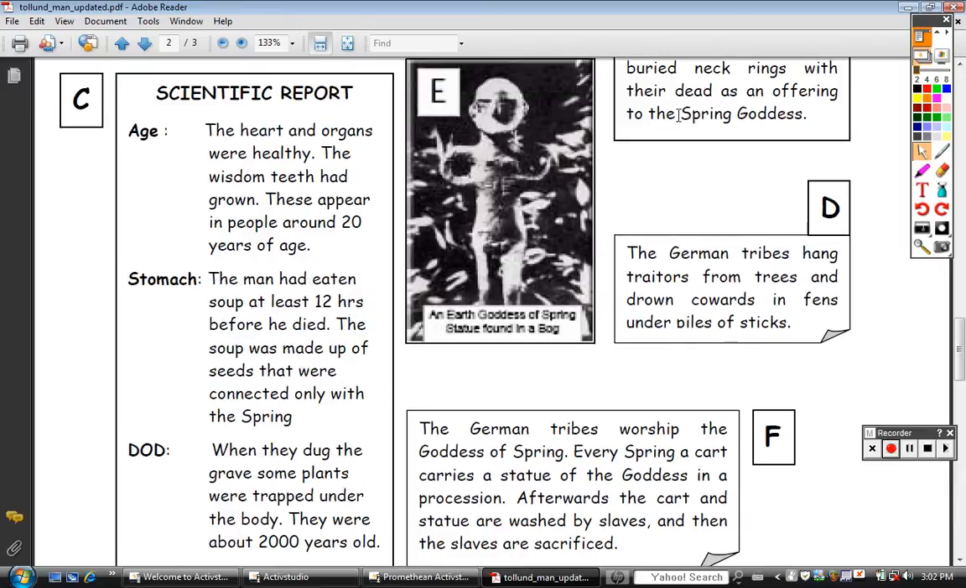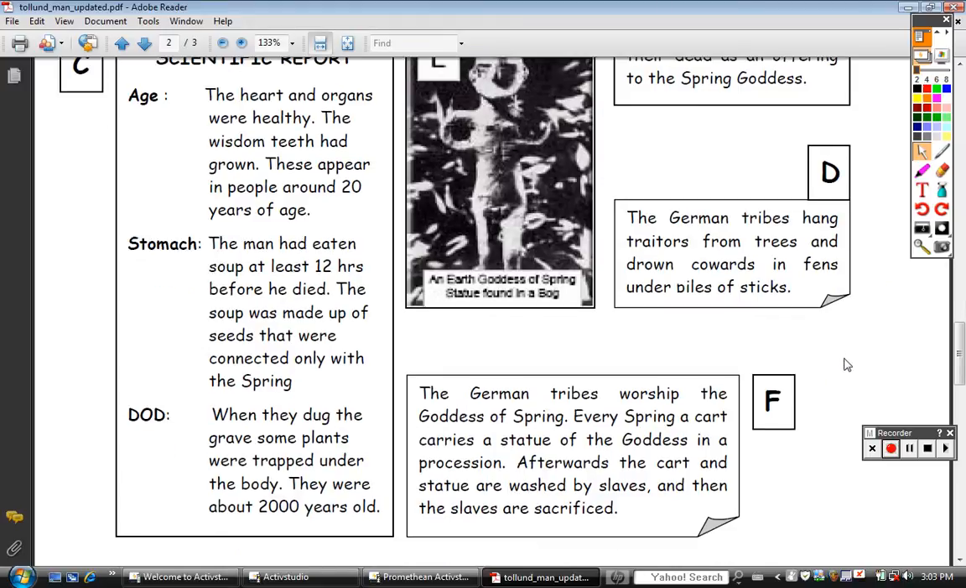Some other evidence that they used is this example here, an earth goddess. It's a spring statue that was also found in the bog. And they looked into history and said that the German tribes used to hang traitors from trees, and they would drown the cowards under piles of sticks.